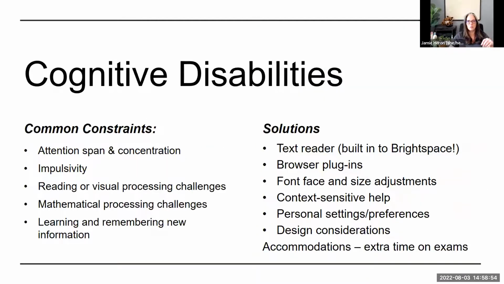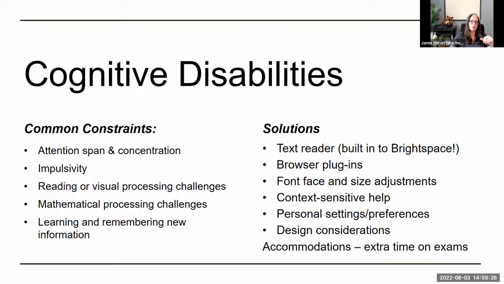The first group of disabilities I'm going to talk about today are cognitive disabilities. I'll run through this for each of the next 3 slides, including this 4th one. I'll talk about the common disabilities we might see, some of the common constraints associated with those disabilities, as well as some potential solutions that we as faculty members, our campus, or the Brightspace learning environment can employ to help minimize barriers for everybody.